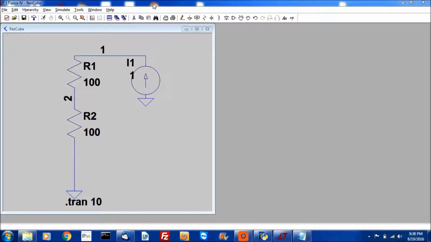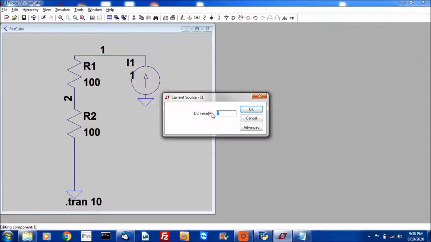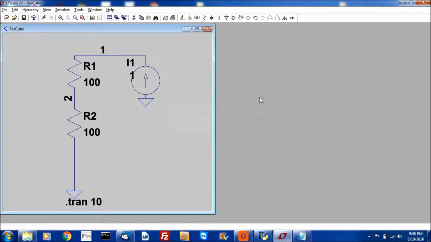So in this video we're going to calculate voltages at different nodes in a resistor circuit. I have two resistors here, R1 and R2, both are 100 ohms, and I have a current source I1 which is 1 amp, as you can see here, and I've named the two nodes as 1 and 2. So the voltage at 1 would be V is equal to IR by Ohm's law.